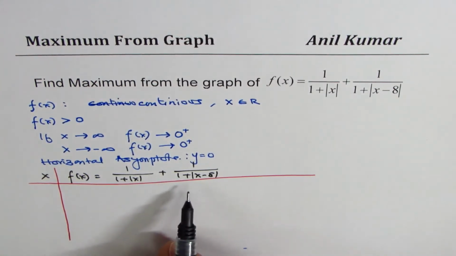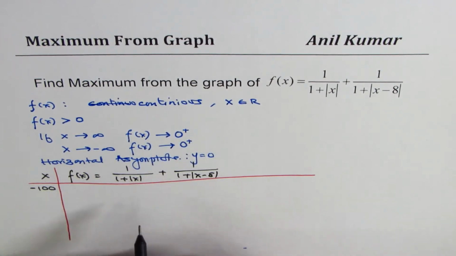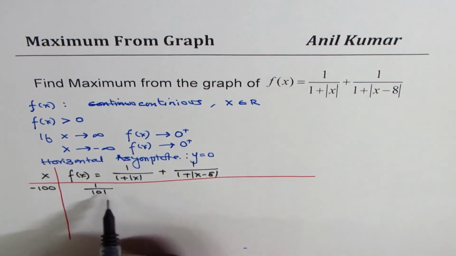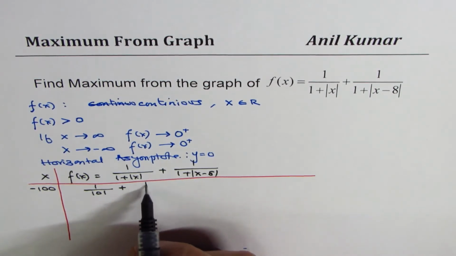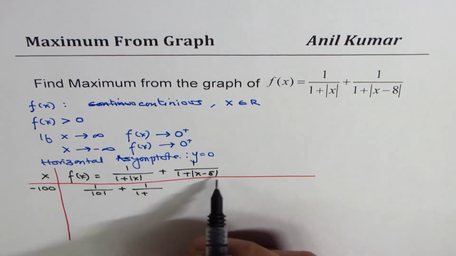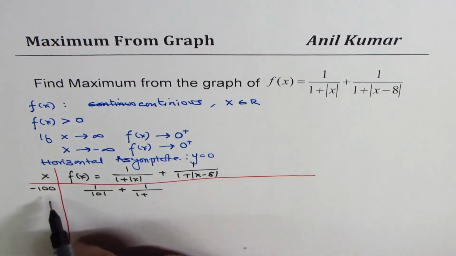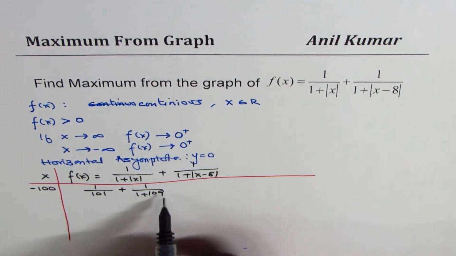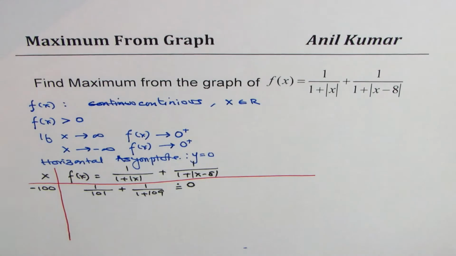Good values to take are, let us say, minus 100. That becomes a very large negative value. In that case, I have 1 over 101 plus 1 over 1 plus absolute of minus 108. Absolute is always positive, so it becomes 109, right? So that value is approximately equal to 0. Very small, right? 1 divided by 100 is 0.01. Approximately 0.